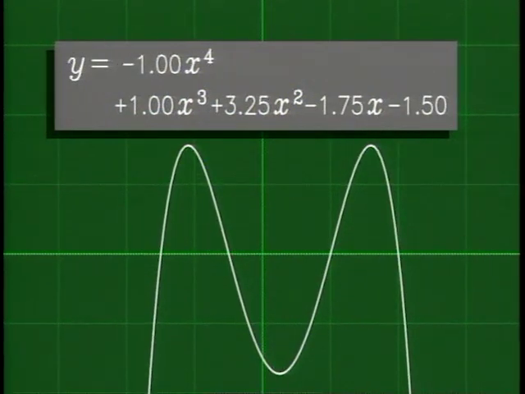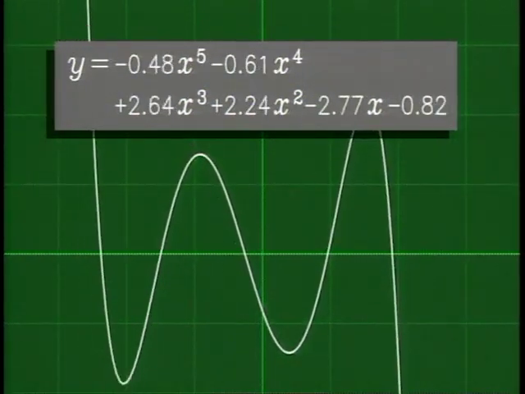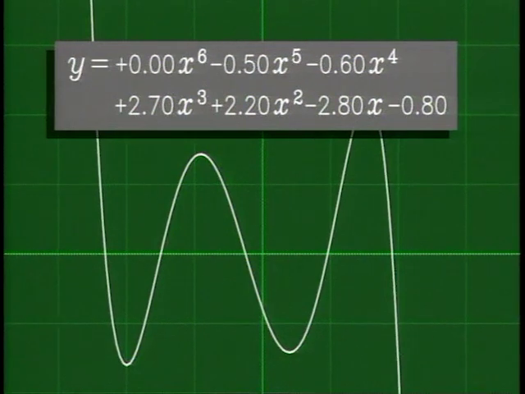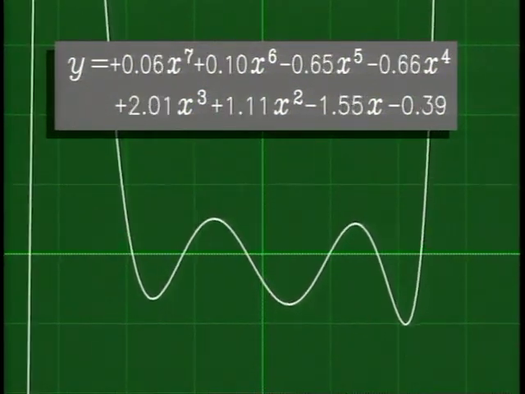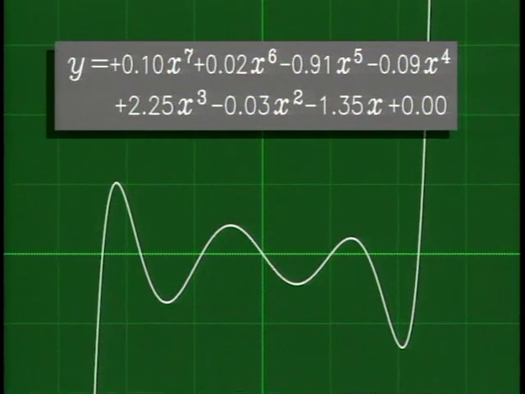And here are some graphs of polynomials of higher degree you may or may not have seen before. In this program, we'll become better acquainted with some of these curves. This one of degree 7 looks like a roller coaster.